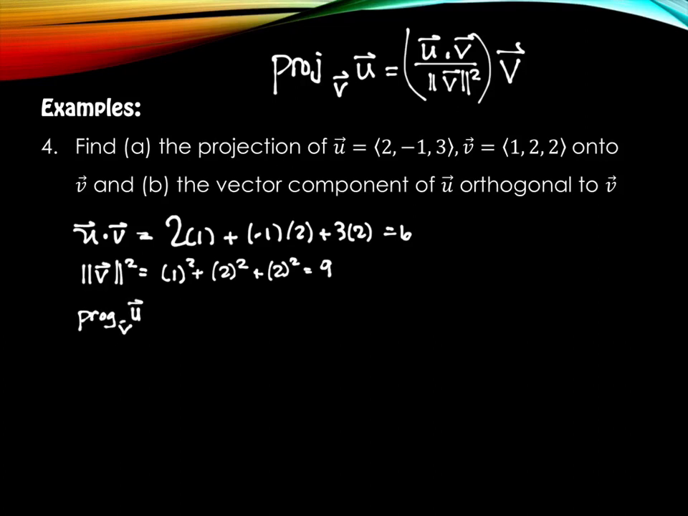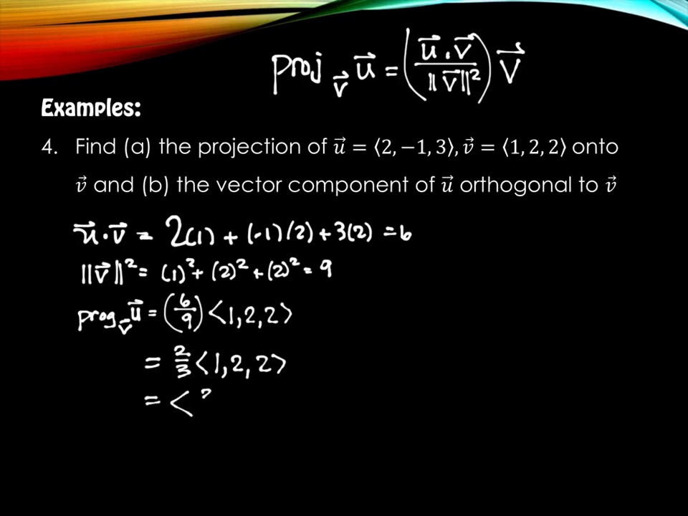And then the projection of u onto v is that value, 6 over 9, that we just got, times the vector v, which is 1, 2, 2. So 6 over 9 is 2/3. And then we're distributing it through the 1, 2, 2. So you'd have 2/3, 4/3, 4/3. So the 3 components of projection would be 2/3, 4/3, and 4/3.